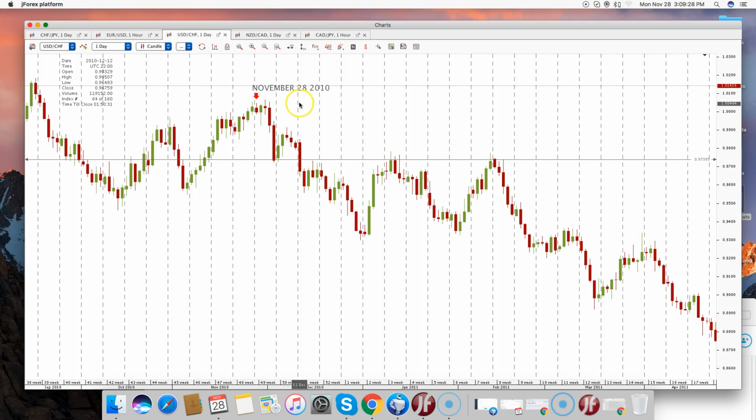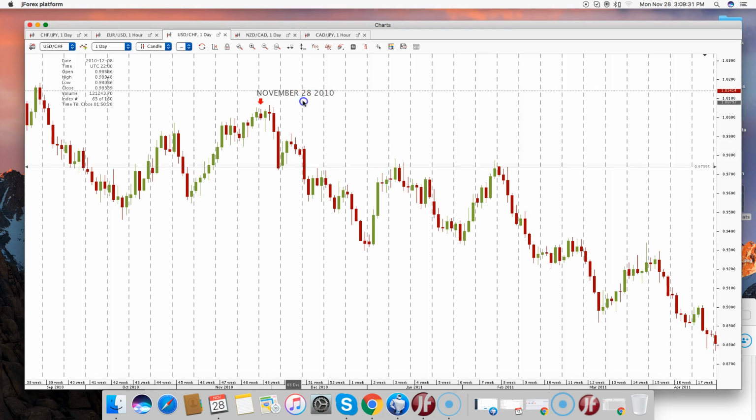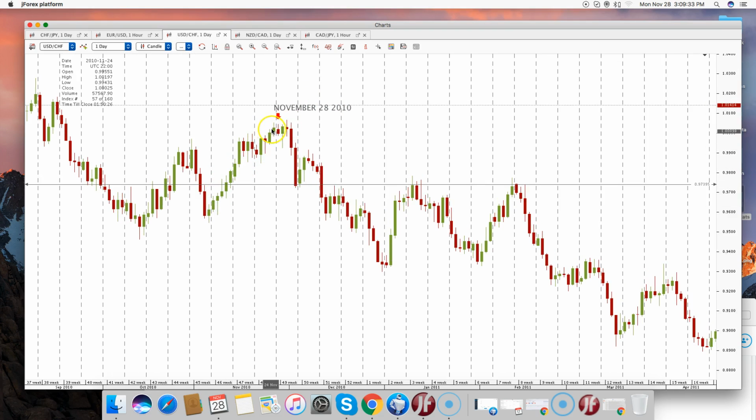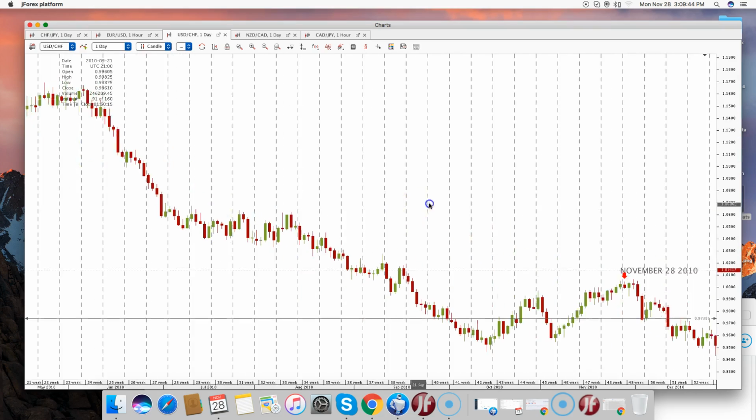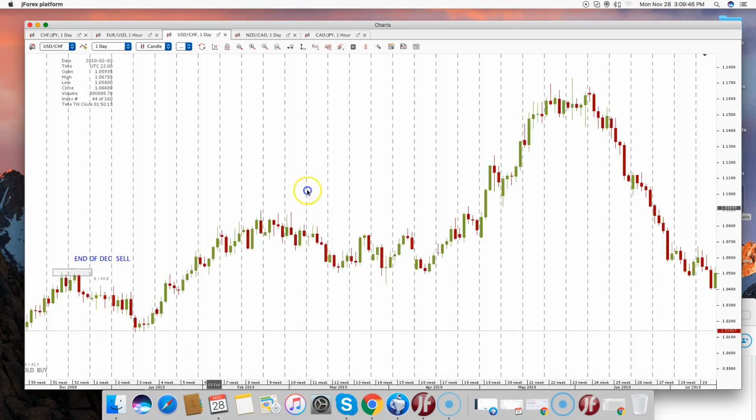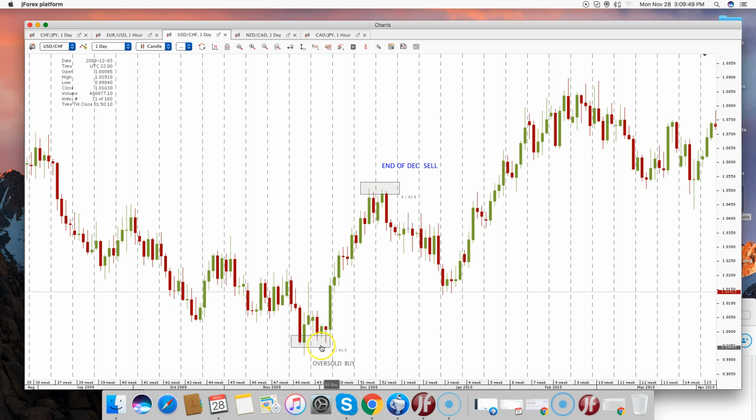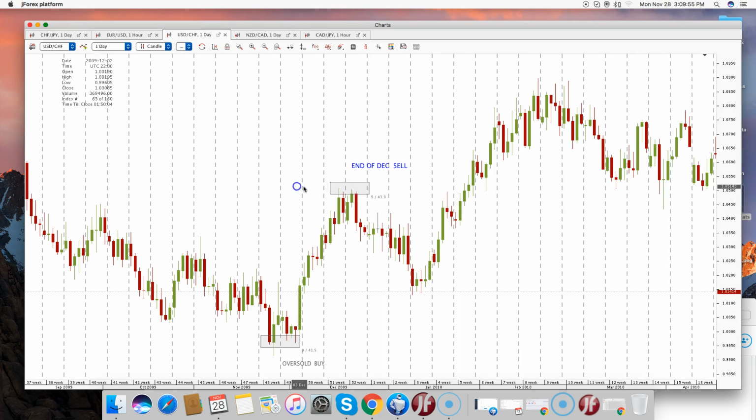Here's a nice trade at November 28, 2010. We have a huge rally from the previous months, and then right around the end of the month, November 28th, we have consolidation, and the market just completely turned around and headed south. Okay, so here's a good trade setup at the end of November, beginning of December, where it's completely oversold and the market retraces. And then at the end of December, we have a bearish engulfing candle and the market sells off.